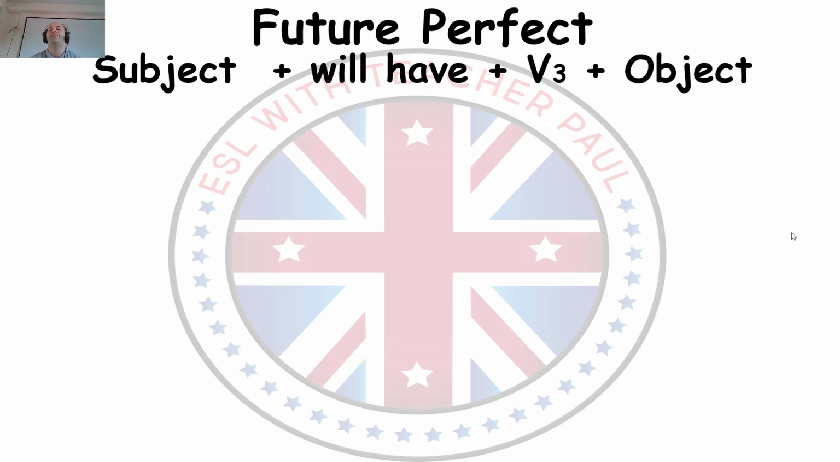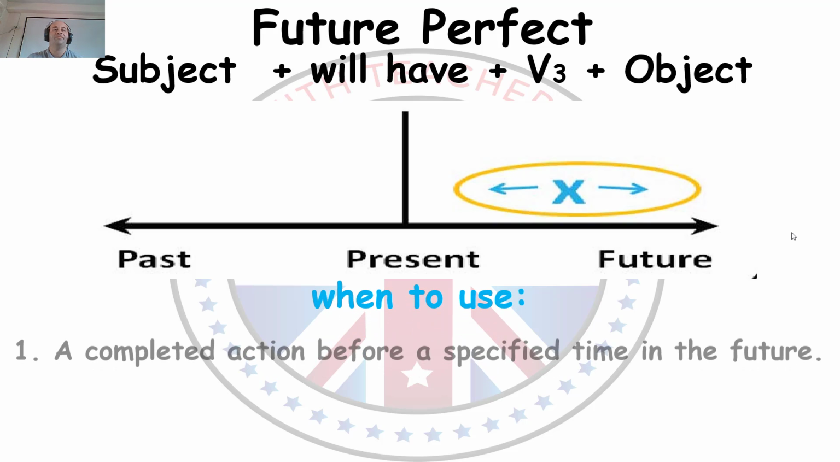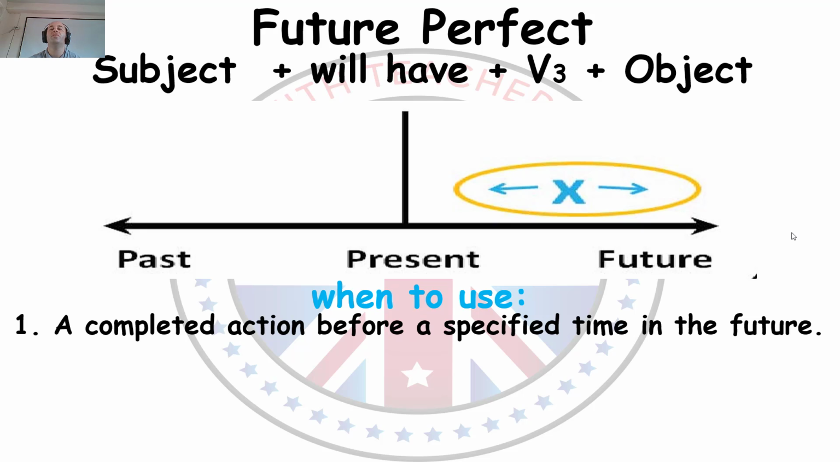And the last three, the future perfect, last of the three. Subject, we'll have verb 3 and an object. And again, we're just changing to the future, okay? An action that happens in the future. When we would use it is a completed action before a specified time in the future, okay? It is the opposite of the past, okay?